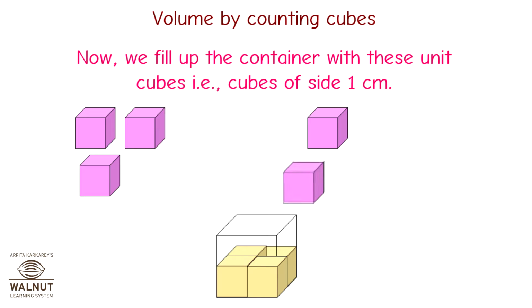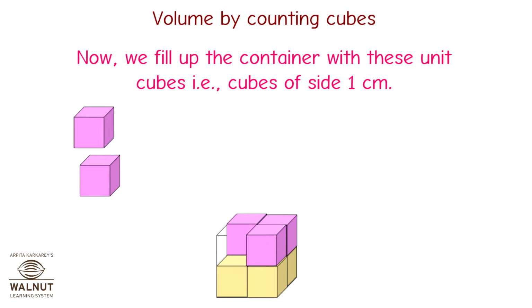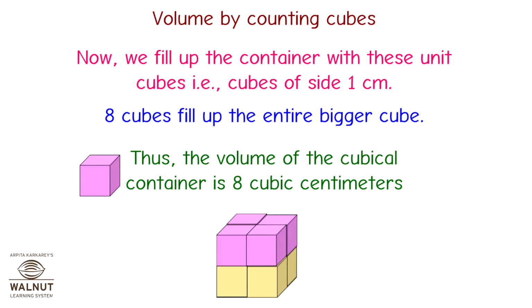Let's start with pink cubes and see whether we can put 4 cubes again. First, second, third and fourth. That's great. We could put 4 more cubes on the second layer. Let the remaining 1 cube be as it is. 8 cubes fill up the entire bigger cube. Thus, the volume of the cubical container is 8 cubic centimeters.